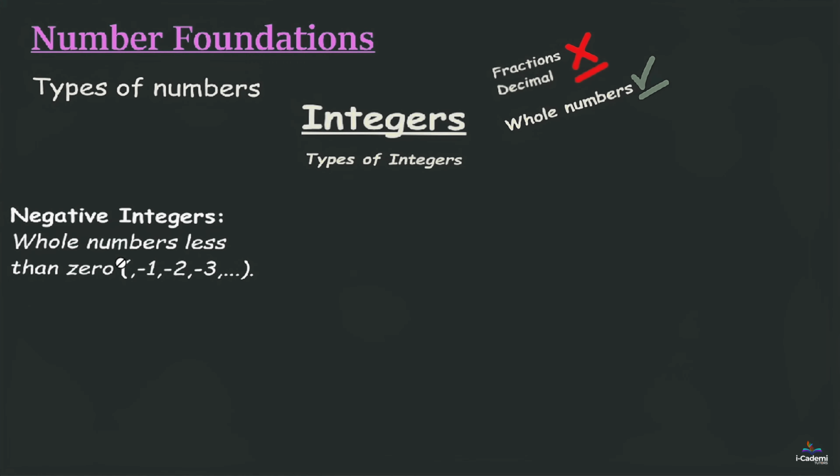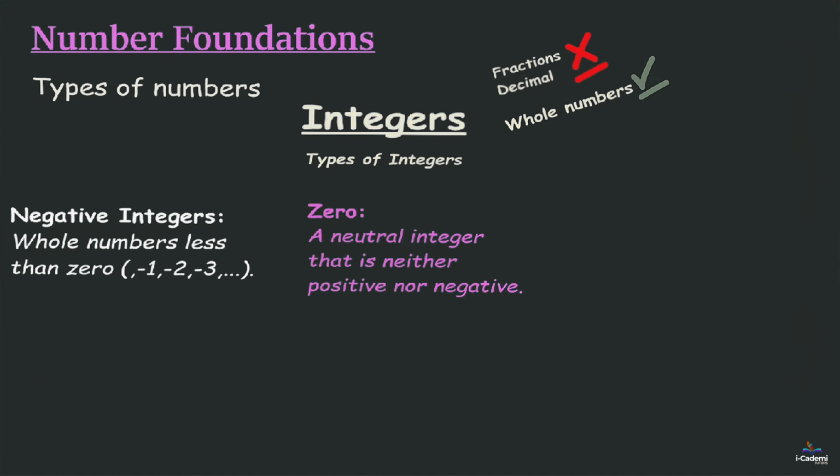Negative integers. These are the whole numbers less than 0, like -1, -2, -3, and so on to negative infinity. These numbers are to the left of 0 on the number line. We use these for describing things like freezing temperatures below 0 degrees Celsius. Secondly, there is 0, a single integer in the middle. It is unique because it is a neutral integer. It is the only number that is neither positive nor negative.